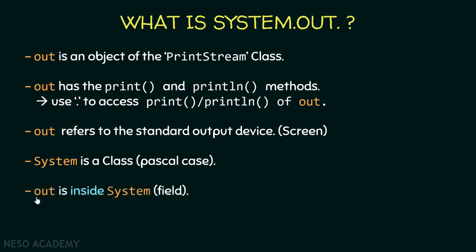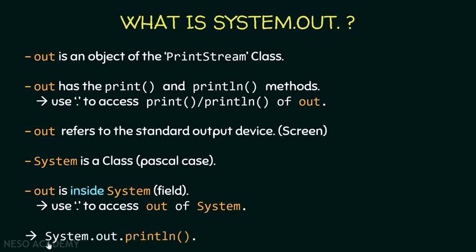So now what I want you to know, out is inside the System class. It is a field of the System class. So in order to access out of System, we will also use the dot operator. So now we will do something like this. We want to access our System class, so we use the dot operator. And inside our System class, we have the out object or the out field. And we want to access the methods from inside this field. So we will use the dot operator, and then, for example, we can access the println method or the print method. So now I hope that you understand why we write System.out.print or println.